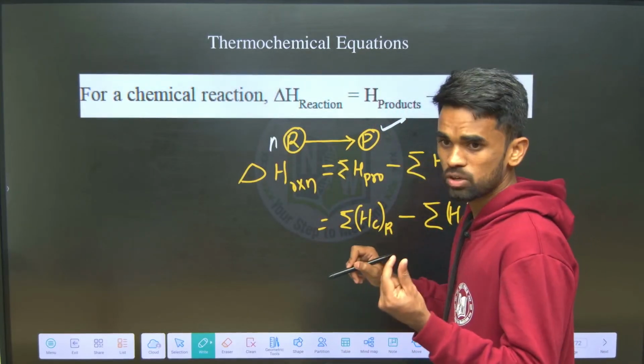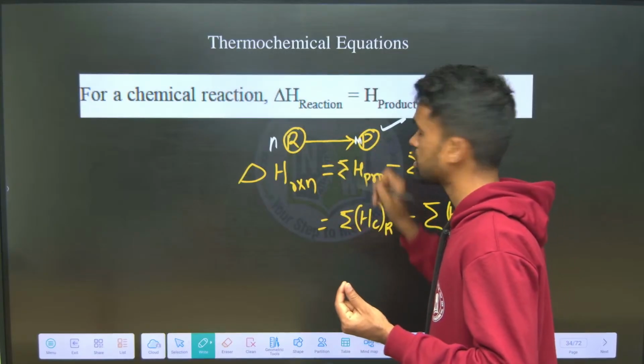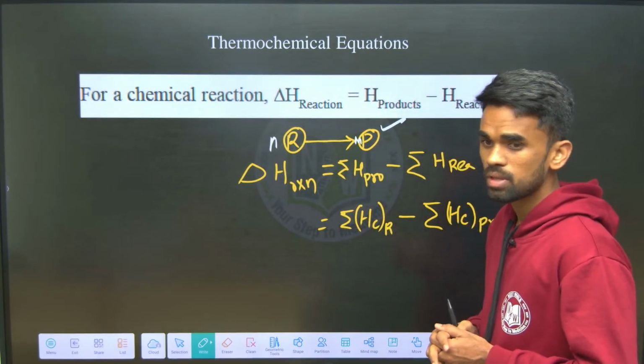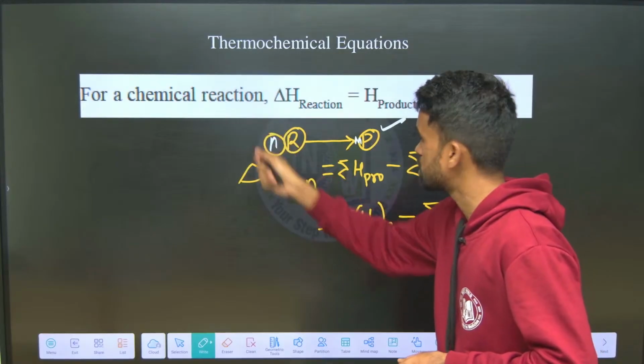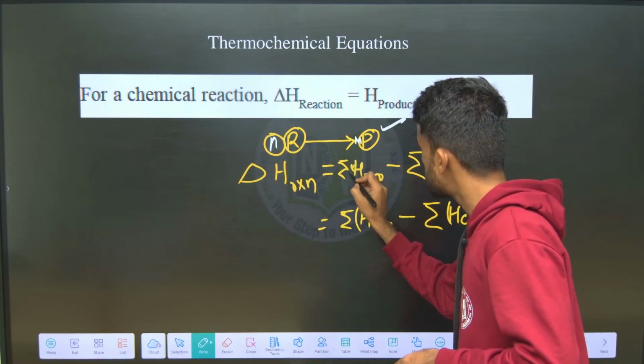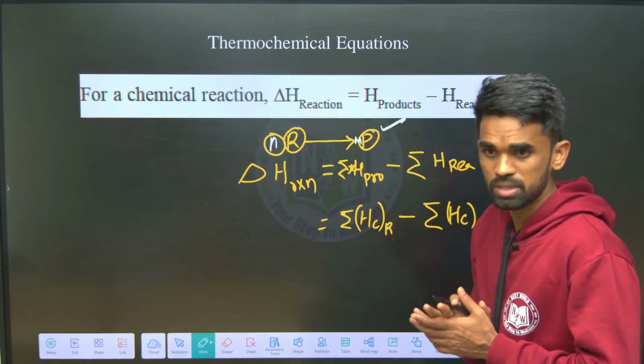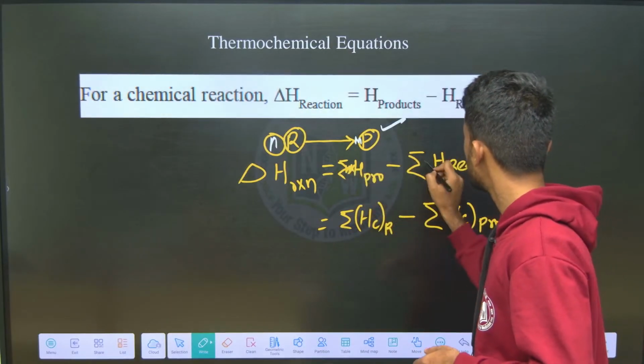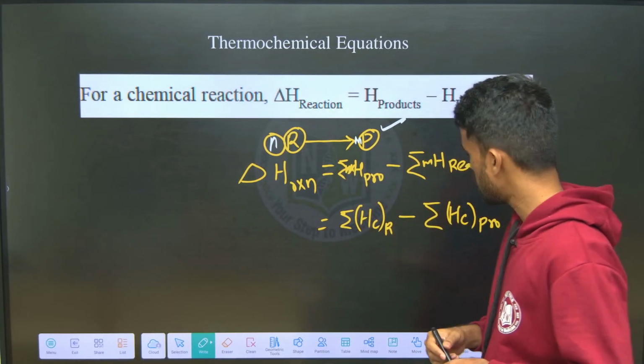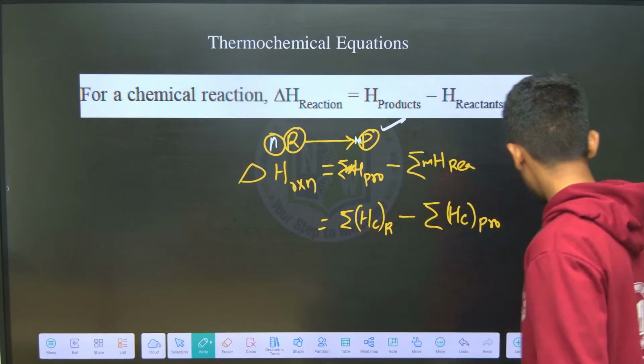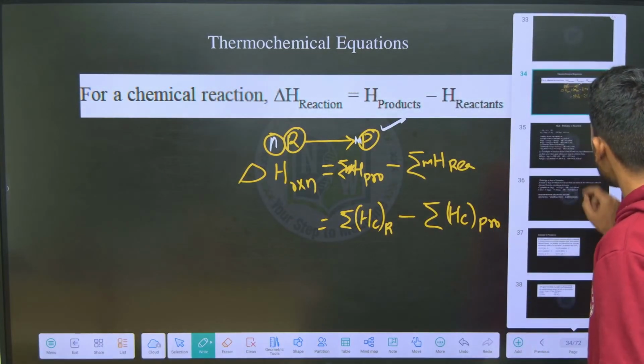Again, if there are stoichiometric coefficients like n, m, what to do? Whatever the stoichiometric coefficient you are seeing, multiply that with respect to the reactant or product. So multiply here n, here m, like that. Is this clear or not first? Yeah, move forward with a few things.